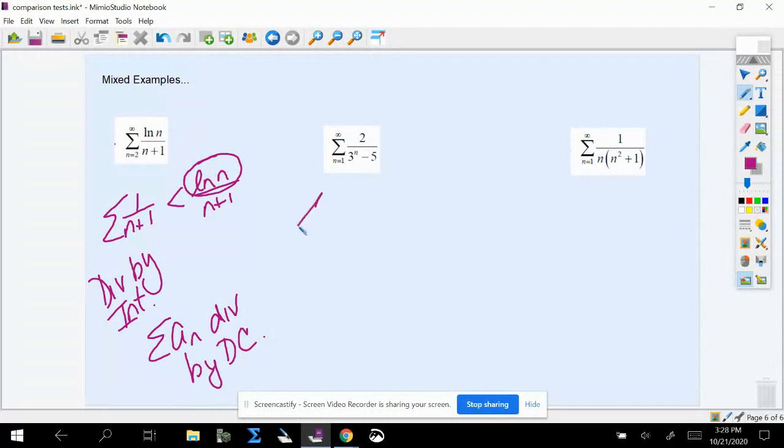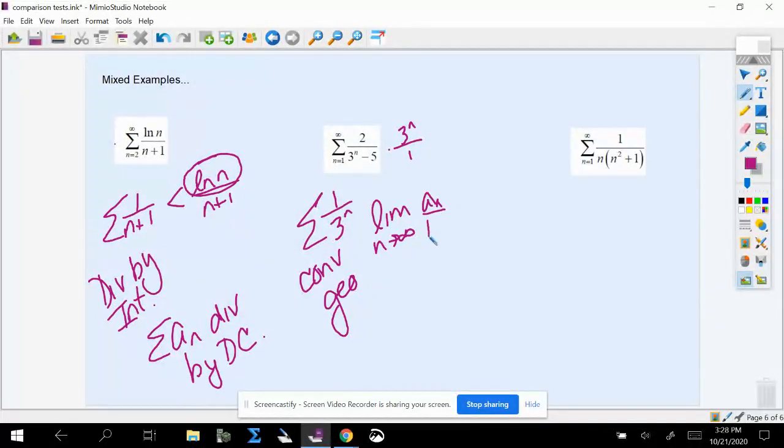The next one, I'm going to compare it to 1 over 3 to the n. 1 over 3 to the n is a converging geometric. If I multiply by the reciprocal, 3 to the n over 1, I'm going to get 2 3 to the n's over 1 3 to the n. So my limit, as I look at my original divided by my comparison, will be 2. Obviously, that's a finite number, so therefore both will be the same. So a sub n will also converge by doing a limit comparison.